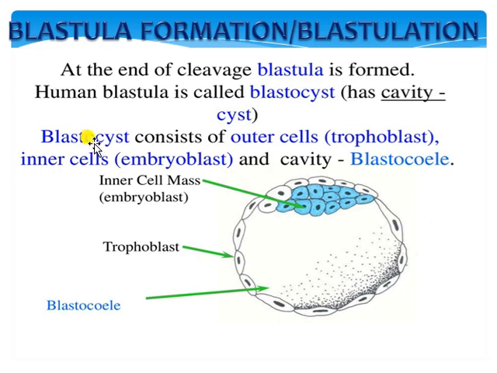So let's see the structure of the blastocyst or blastula. There is an outer cell layer. This is the outer cell layer I am talking about. This is commonly known as the trophoblastic cell layer or trophoblast. And there is an inner cell mass. This is the embryoblast, or it can also be called the inner cell mass. Except for this inner cell mass and trophoblast, there is a huge cavity present, and that specific cavity is known as the blastocoel, and it is filled with fluid.